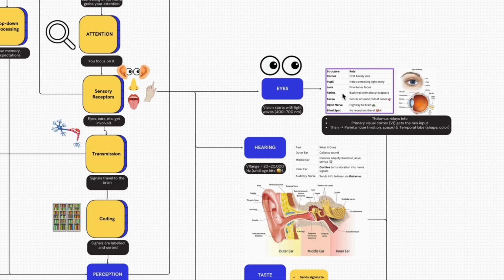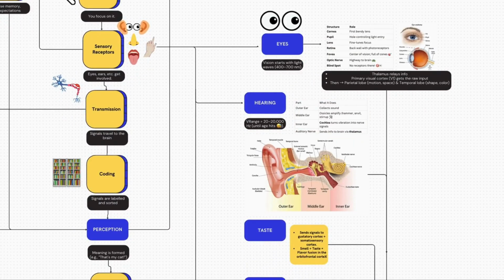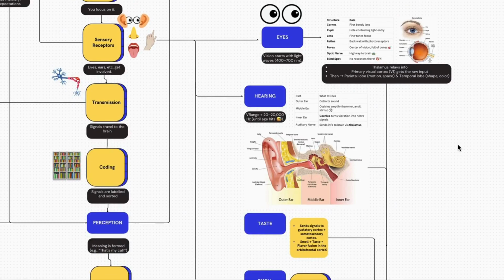Now let's see what our eyes can do. Eyes have the cornea, which is the first bendy lens, and the pupil, which controls light. The lens fine-tunes focus. The retina is the back wall with photoreceptors, and the fovea is the center of vision. The optic nerve is the highway to the brain, and then there are blind spots. Sometimes you can't perceive anything there.